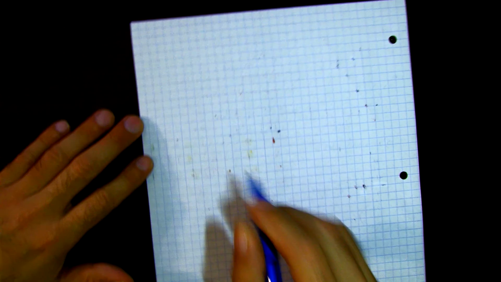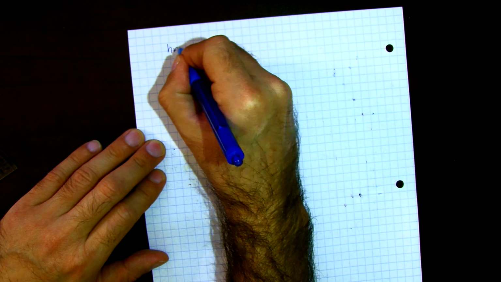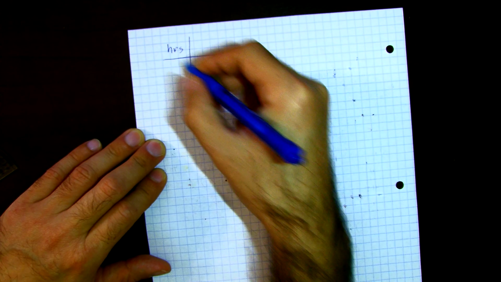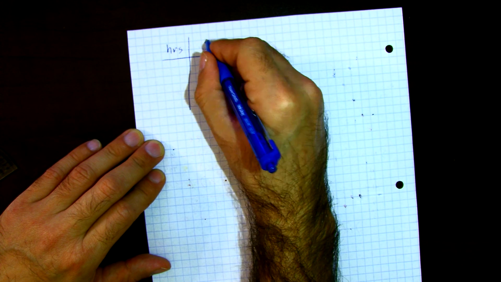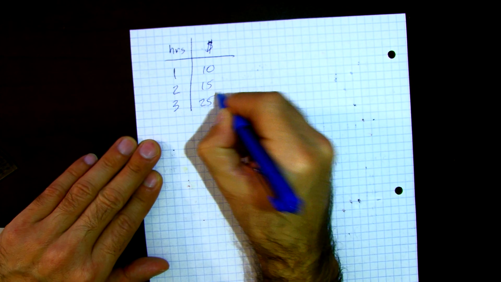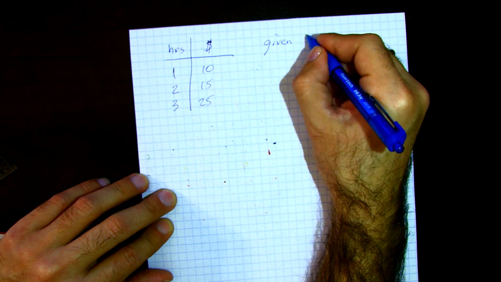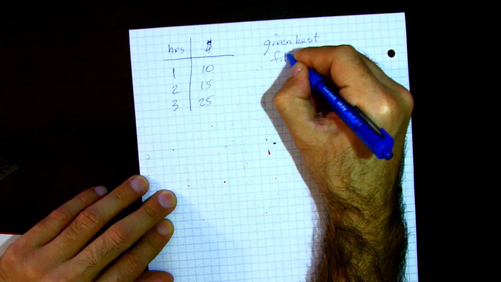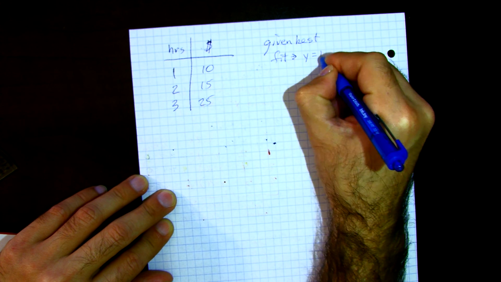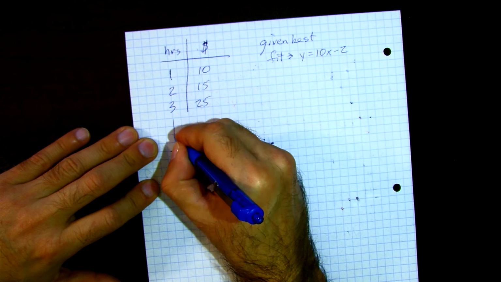All right. Let's see. Let's go hours and money. And let's go 1, 2, 3. Let's go 10, 15, 25. And given the best fit line of y is equal to 10x minus 2. Okay, so everyone get that much on there. And then you may start to do your scatter plot right below it.